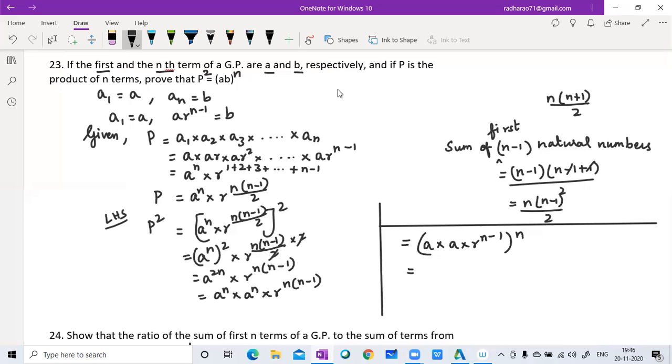So this is nothing but your first term A, and A R power n minus 1 is nothing but your B. This A is the first term A, right? And A R power n minus 1 is nothing but your B. So AB the whole power n. So we have proved P squared is equal to AB the whole power n. So LHS is equal to RHS. Hence proved. Hope it's clear.